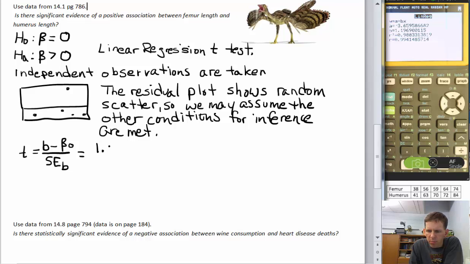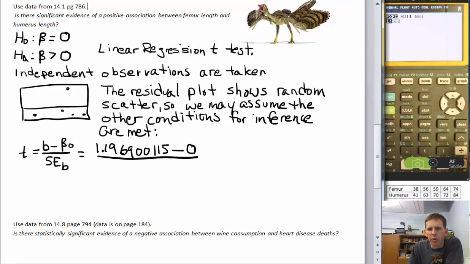Officially, that's equal to 1.196900115. And we'll try not to round that if possible. Minus beta sub 0 comes from the null hypothesis. Beta in the null hypothesis is equal to 0. Divided by SEB. So here's where we use our calculator program.